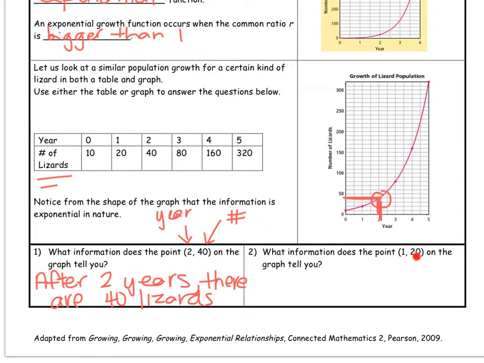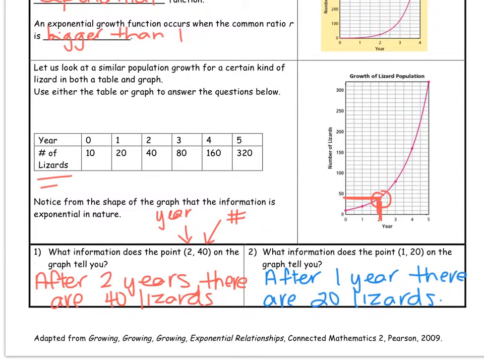What information does the point (1, 20) on the graph tell you? So again, here's the point (1, 20) right there. Same thing, x is measuring the years, and y is measuring the number of lizards. So this tells us at the end of year 1, or after 1 year, there are 20 lizards. So linear or not, or exponential, we can still get information from the points, and we can get information from the graph.